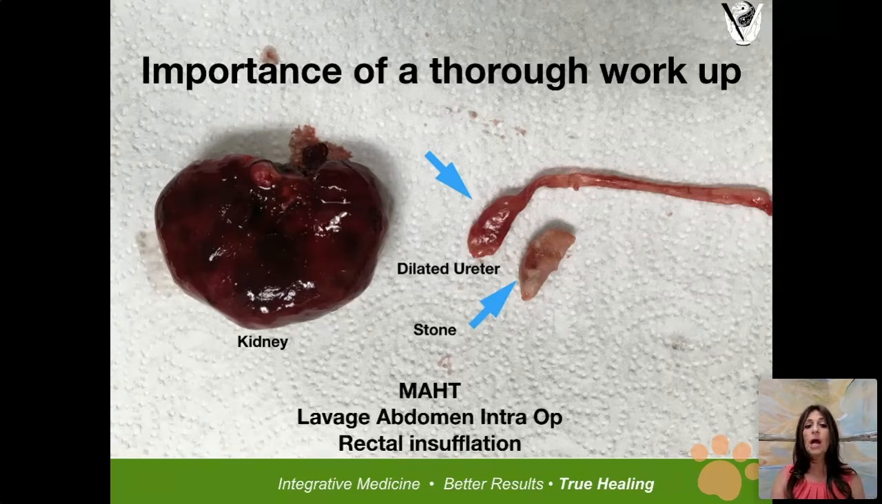When I opened her up, this kidney looked like a fountain of pus coming out of it. It was just shooting up out of this kidney. So we got the kidney out. We had all of this purulent material in the abdomen, and we did extensive lavaging with ozone.